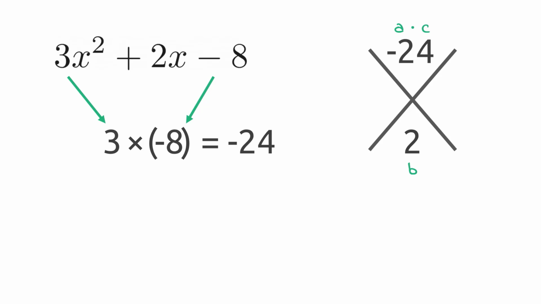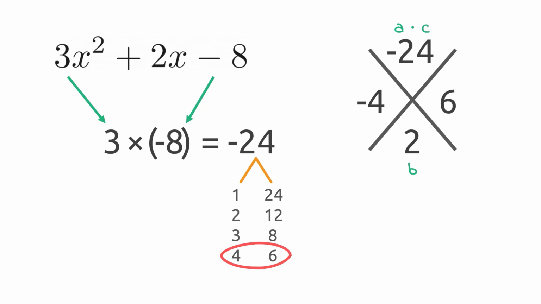What we do next is figure out two numbers that will multiply to negative 24. Here are all the combinations, ignoring the signs. We then need to check each combination to see which can give the b by addition or subtraction. So it's this one, 4 and 6, because 6 minus 4 gives 2.